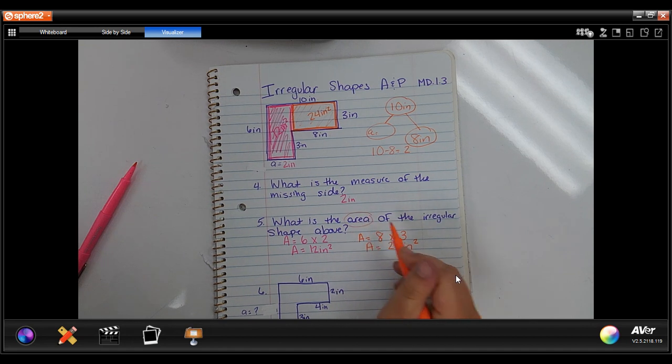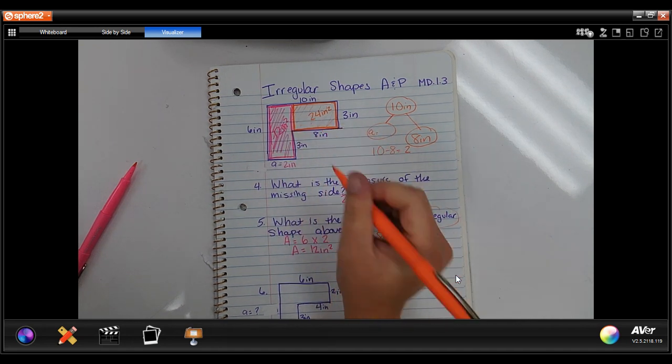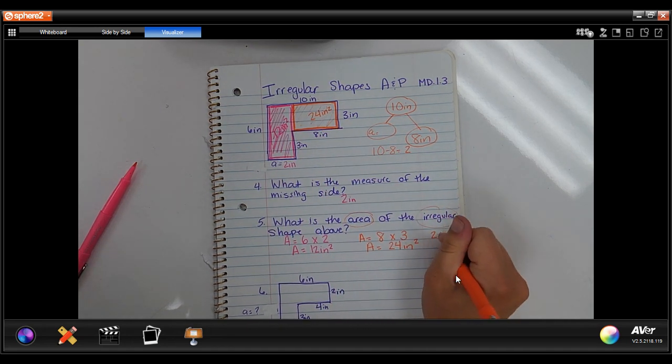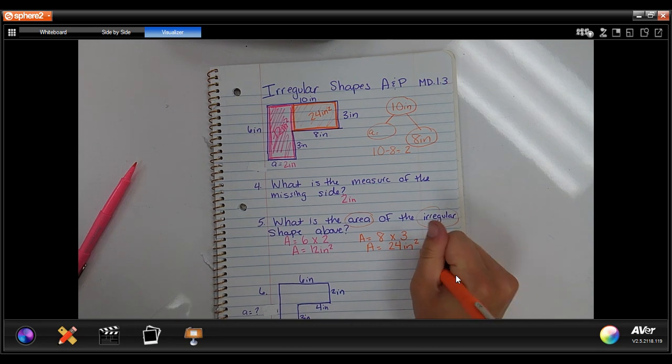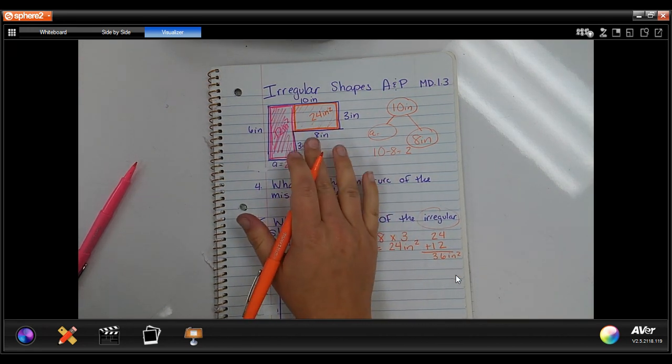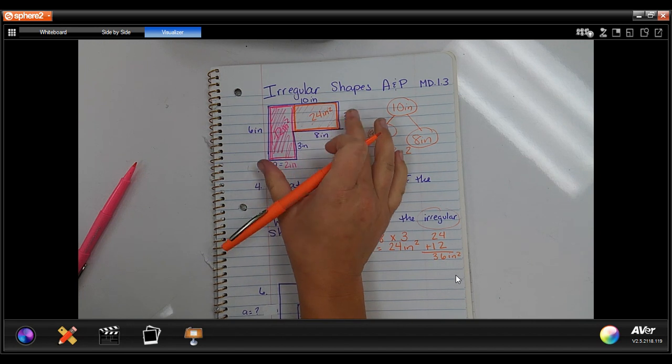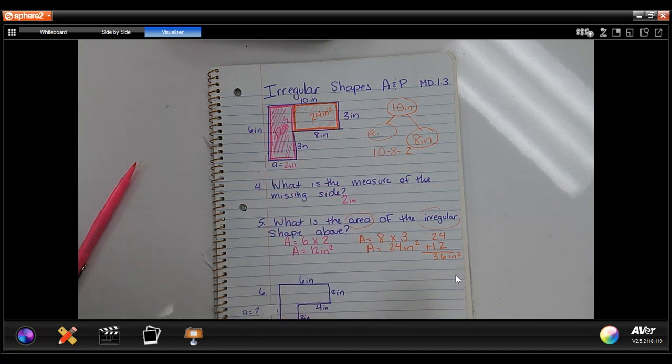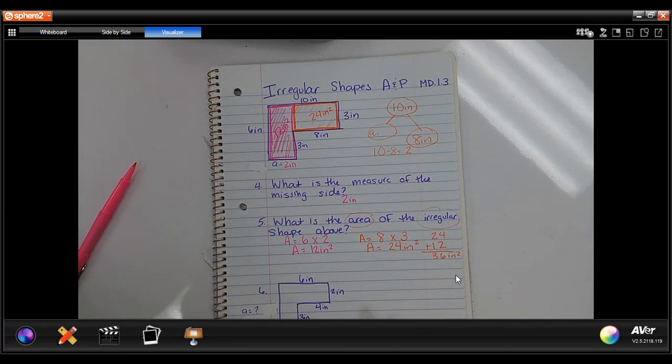And I want to find the whole area of the whole irregular shape. So I'm going to have to add 24 plus 12 in order to get 36, which will give me the total area of this whole irregular shape. These 2 rectangles added together will give me 36 inches squared.